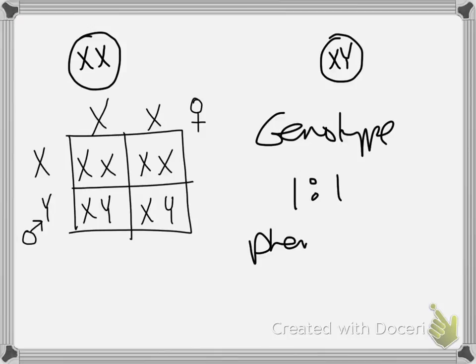What's the phenotype ratio? And the phenotype here is male-female. 1-to-1. It's pretty binary. Gender may or may not, biological sex is relatively binary. Okay.